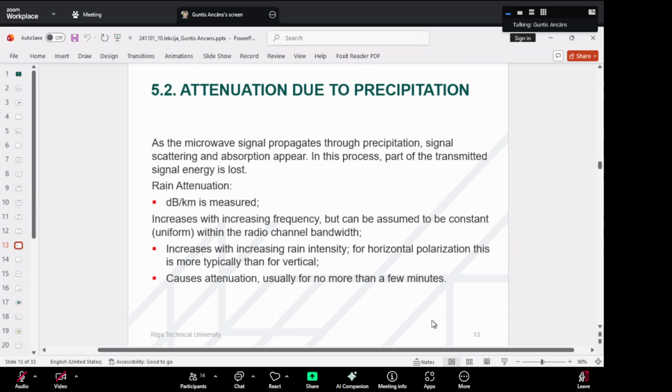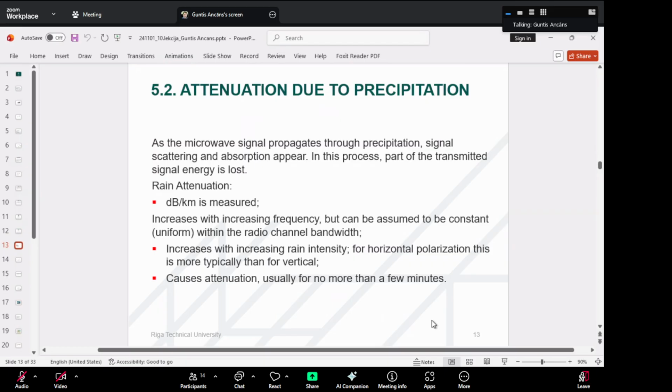As the microwave signal propagates through the rain, signal scattering and absorption appear. In this process, part of the transmitted signal energy is lost, and this can be described with rain attenuation.